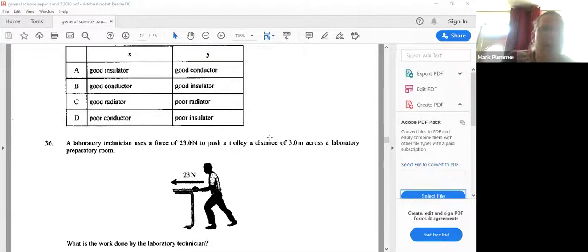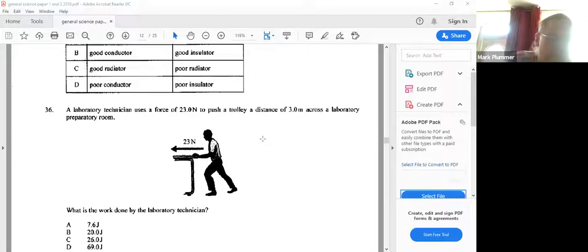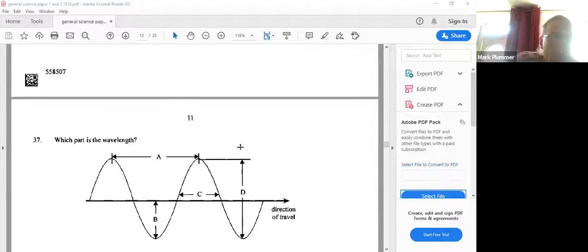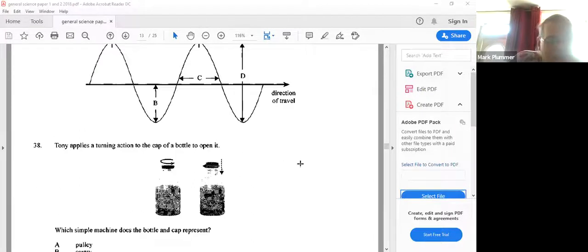Okay, number 36. A laboratory technician uses a force of 23 newtons to push a trolley a distance of 30 meters. How much work is being done? This is the simple equation: work equals force times distance, and the answer to that one is 69 joules. So the answer is D, number 36. Number 37. Which part is a wavelength? The wavelength really is the distance between the crests of two waves, and when you look at it like that, the answer to number 37 is A.